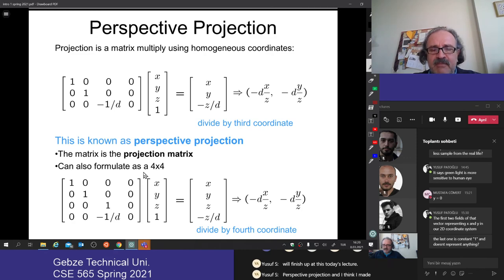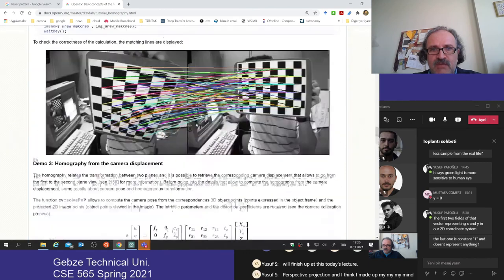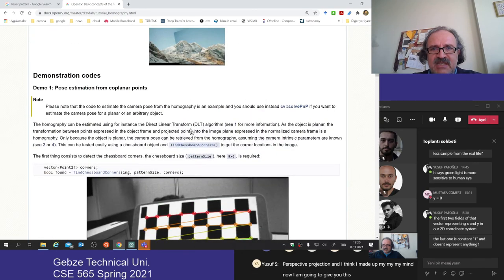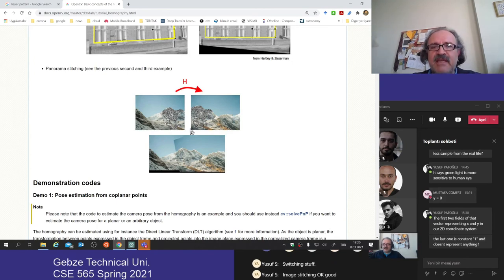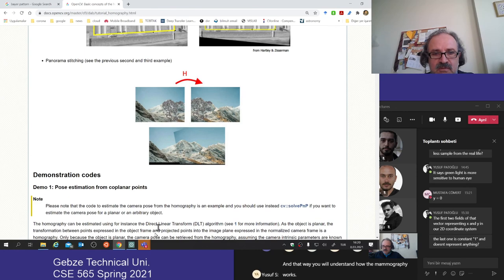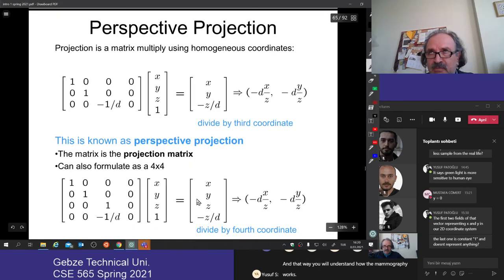I think I made up my mind now. I am going to give you this image stitching. You are going to take three images of your room, find the homographies between the images, and stitch them together. You are going to stitch them together and show me the results. That will be your first homework, panorama stitching. That way you will understand how the homography works. I will write it up, not today, but maybe tomorrow.